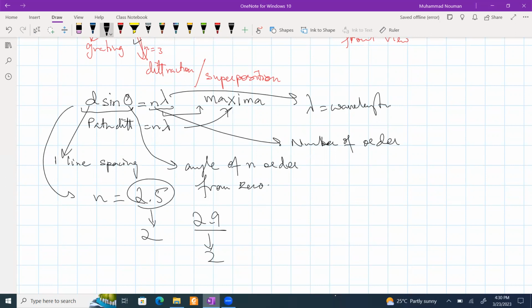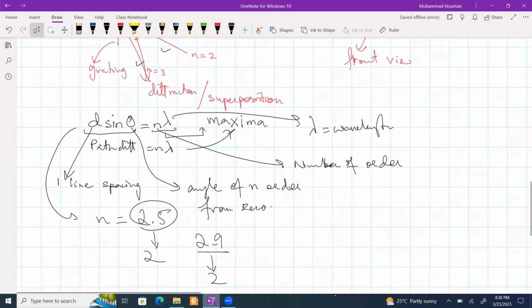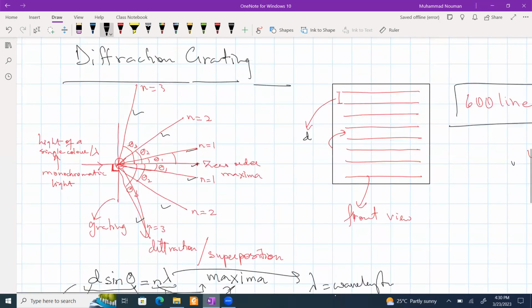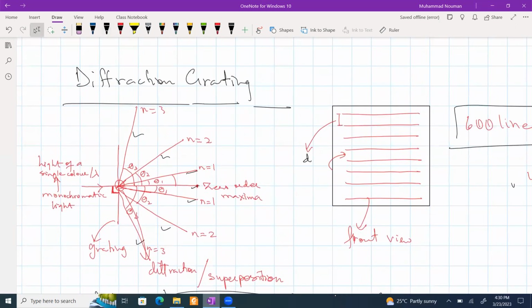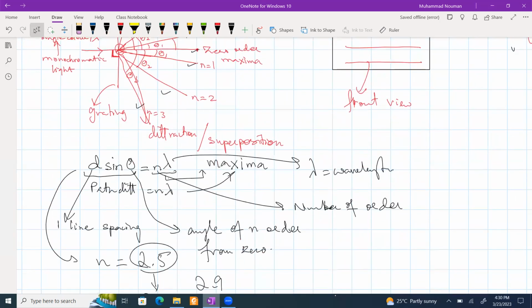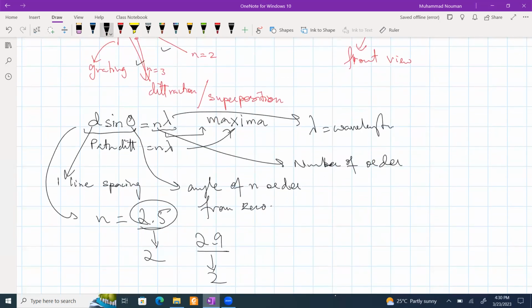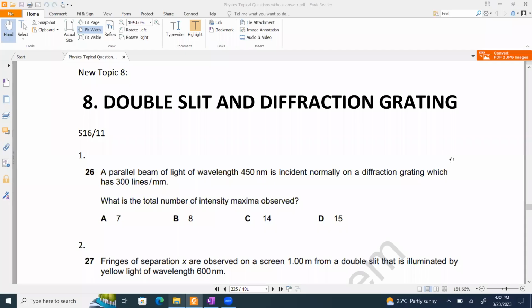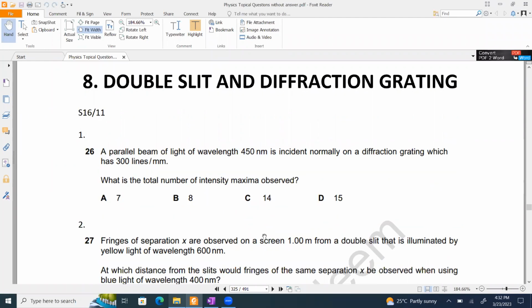Understand? One more thing: suppose they are asking you the number of orders to be calculated, and you calculated this 2.5. How you calculated, I'm going to explain to you. Before I explain, let me open a past paper question. In the question, it is written: a parallel beam of light of wavelength 450 nanometers is incident normally on a diffraction grating, which has 300 lines per millimeter. They ask, what is the total number of intensity maxima observed?